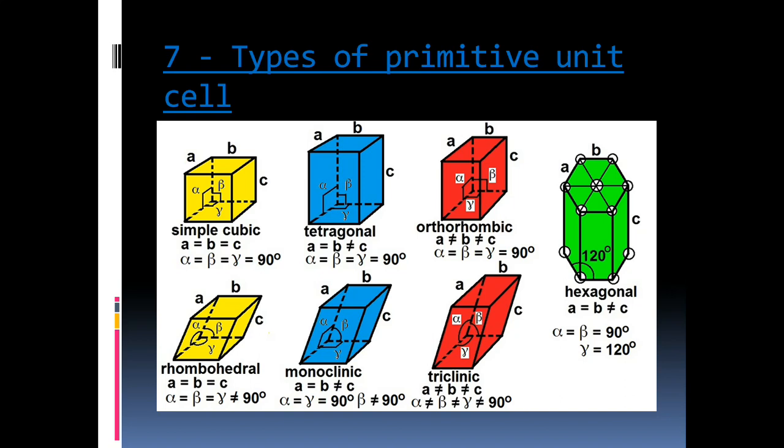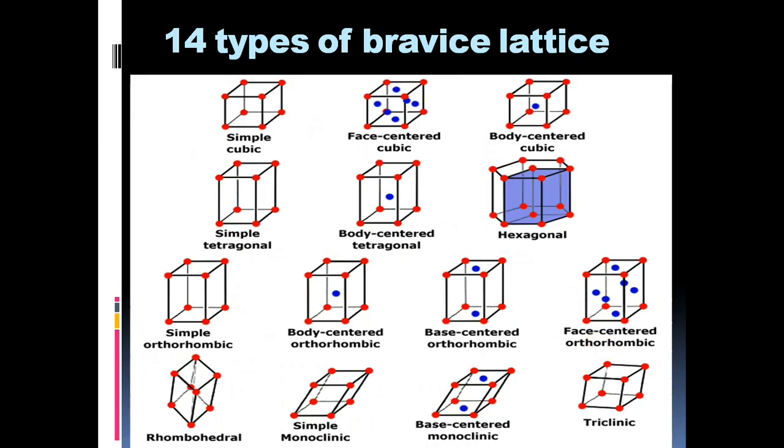Hexagonal. So in the hexagonal primitive unit cell, A is equal to B not equal to C, alpha is equal to beta is equal to 90 degrees and gamma is 120 degrees. With these parameters we can find only one type, the simple type.